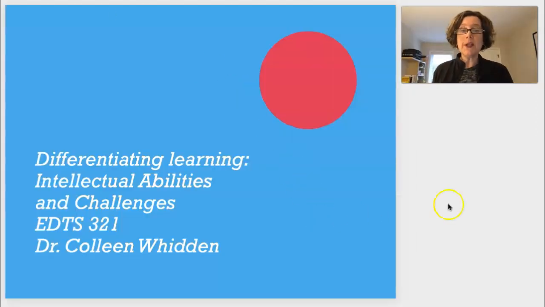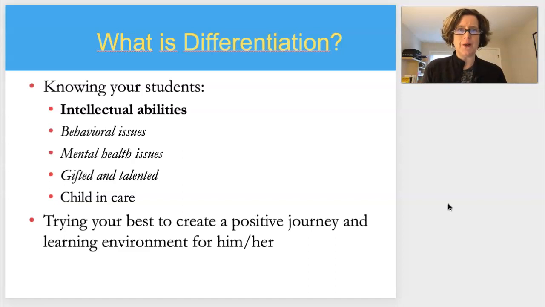Okay, so what we're going to do today is start with intellectual abilities and challenges, but let's jump into what is differentiation. When we talk about differentiated learning, these are the 2 foundational ideas. Basically, you need to know your individual students: their intellectual abilities, behavioral issues, mental health issues, if they're gifted and talented, and if your student is a child in care. We're going to look at the bold today, intellectual issues.